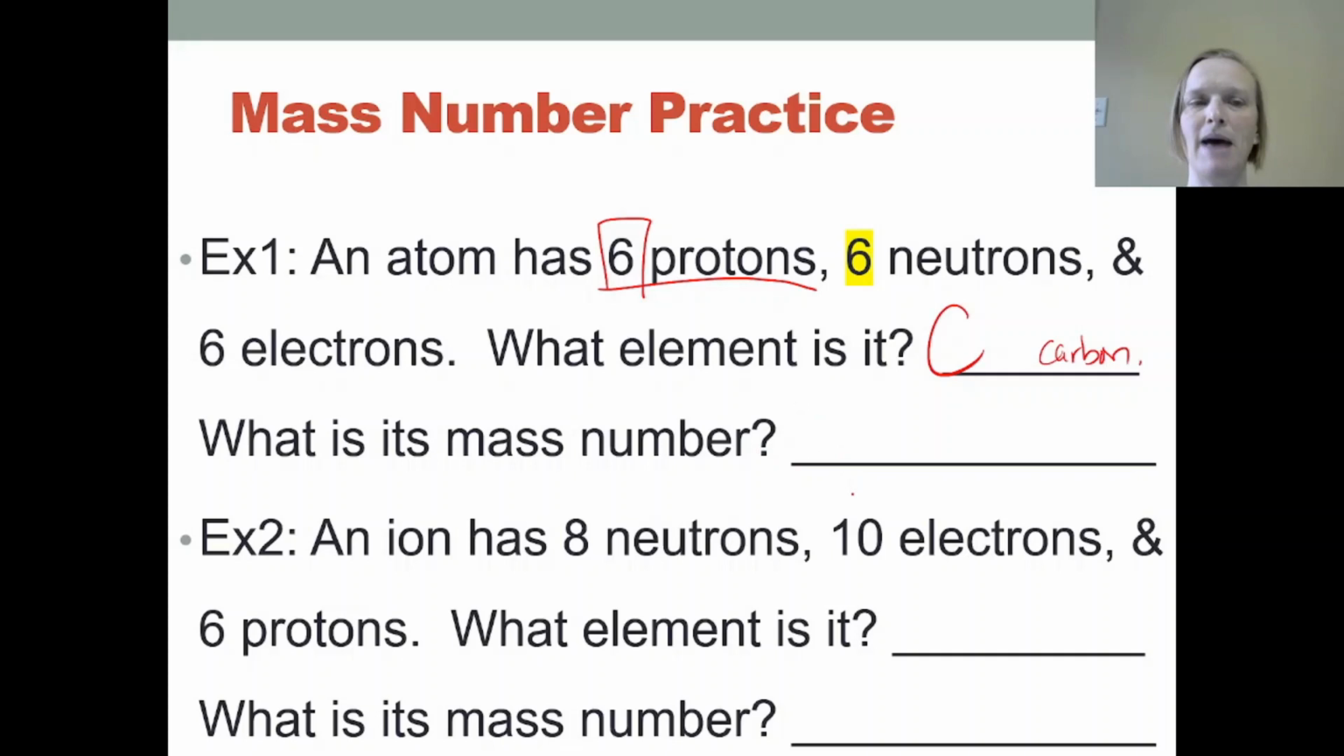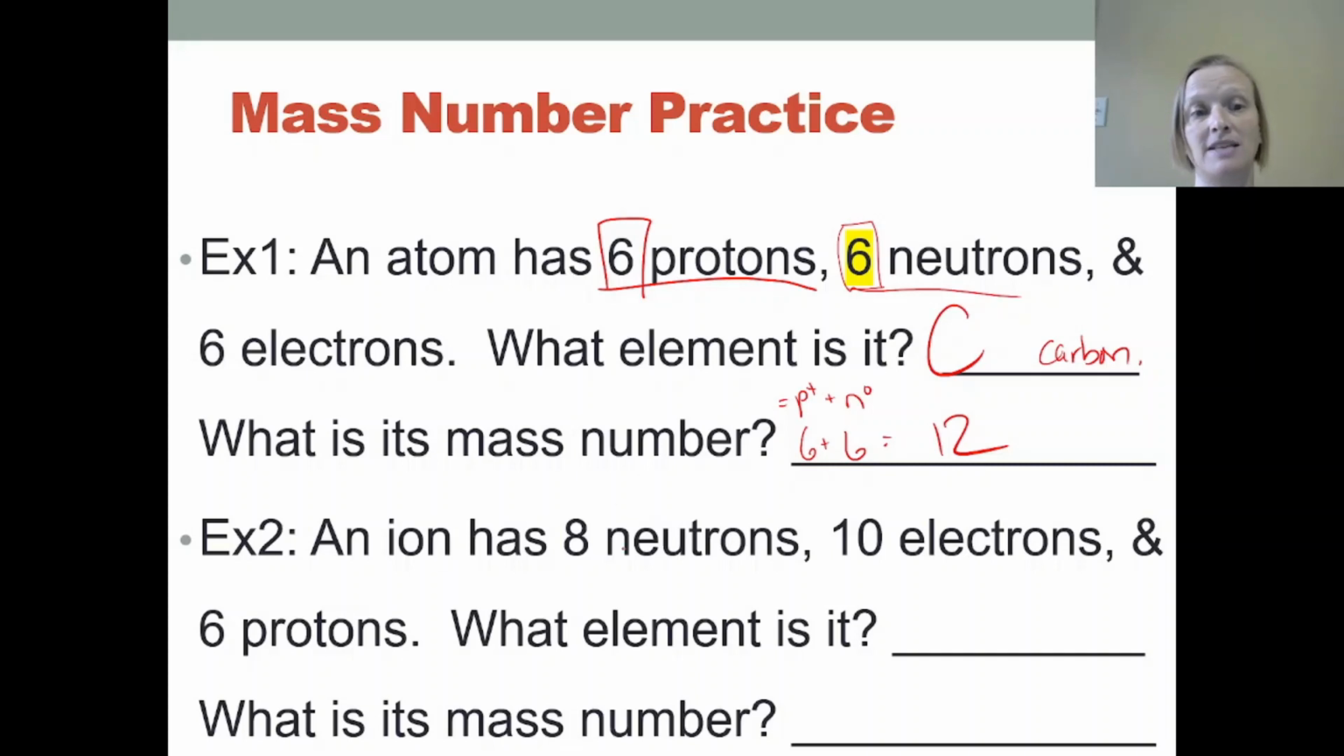And what is its mass number? Remember, mass number is the protons plus the neutrons. So in this example, I want to add my 6 protons plus my 6 neutrons, and that's going to give me a mass number of 12 for example 1. I want you to go ahead and try example 2 and then check your answers with me.